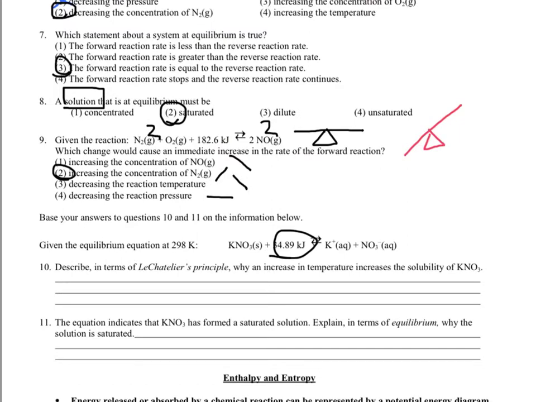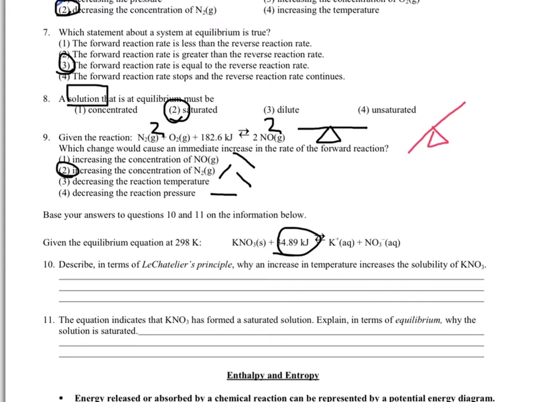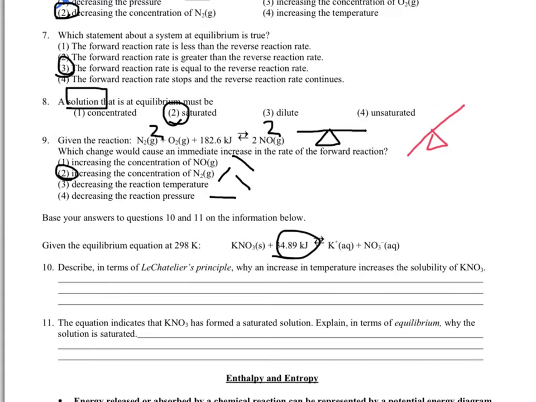Question number 11 asks us to explain in terms of equilibrium. So basically, we just have to describe how saturated is equilibrium. And all we have to do is define a saturated solution. So saturated solutions are in equilibrium because the rate of the forward reaction is equal to the rate of the reverse reaction. Other ways in which you could describe why the solution is saturated is because the concentrations of the dissolved and undissolved solute are constant.